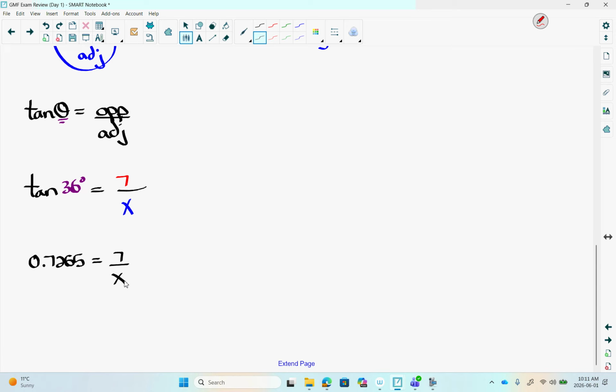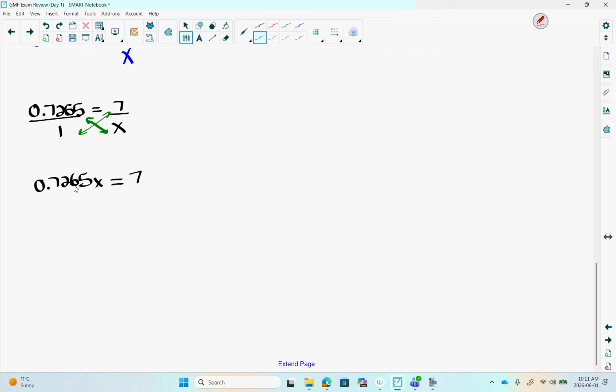And then what would you do from here? This kind of leads us into our next unit, which I'll show a video on tomorrow. What did we do? Cross multiply. Okay, or you can multiply both sides by x. Same thing. If I cross multiply, I'm going to get 0.7265, and I'll stick an x after it. Write your equal sign, and then multiply the 1 and the 7. 1 times 7 is 7. And what would you do from there?